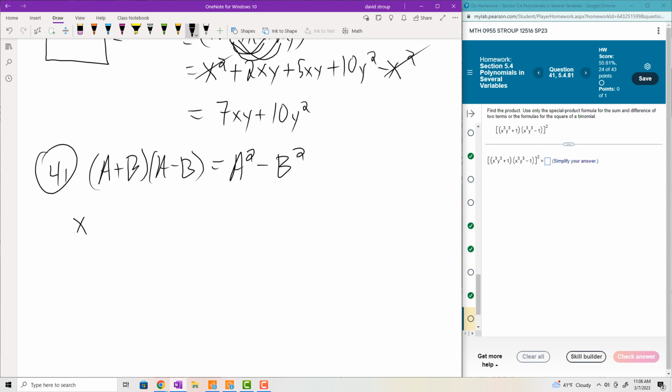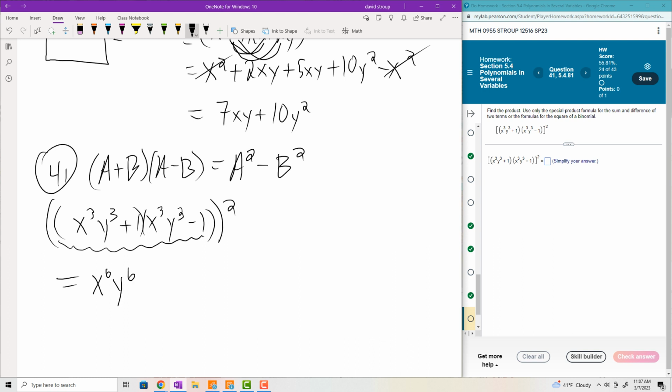Okay, so in our case, we have x cubed y cubed plus 1 times x cubed y cubed minus 1, and then we square all that. So on the inside here, that's a difference of squares. So you can just go x cubed y cubed squared, which is basically just x cubed y cubed times x cubed y cubed, which is x to the 6, y to the 6, minus b squared, and b is just 1. 1 squared is 1.